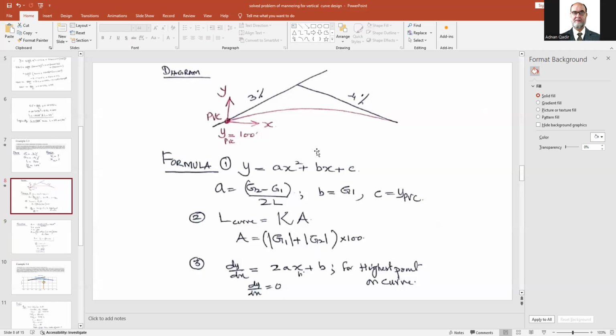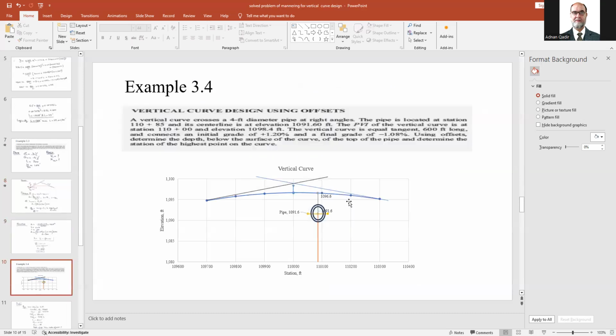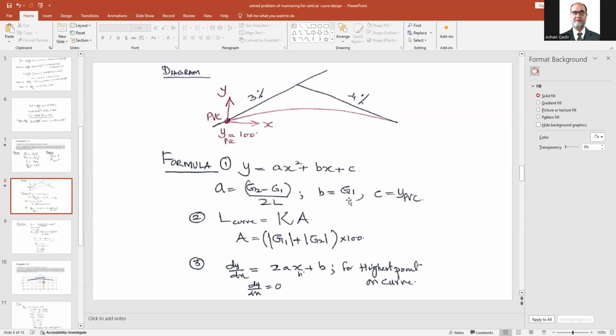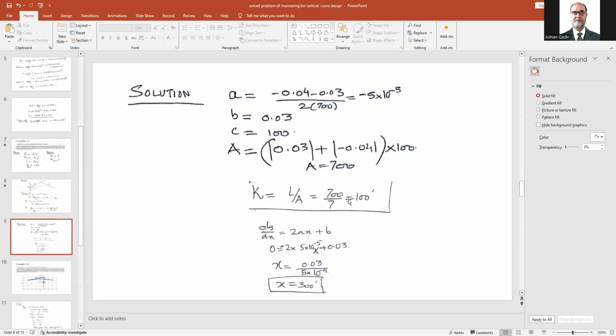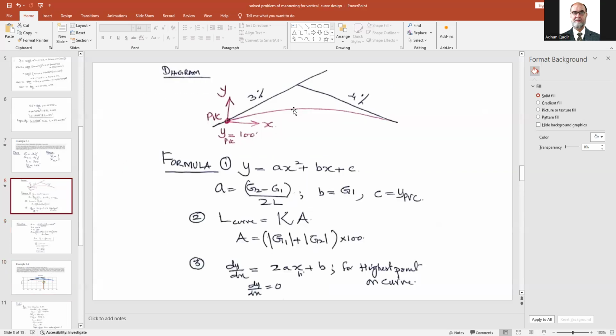So logically, if you know the length of the curve, it's just before the half of the curve, because half the curve is here. So the value is before the PVI, as you can see.